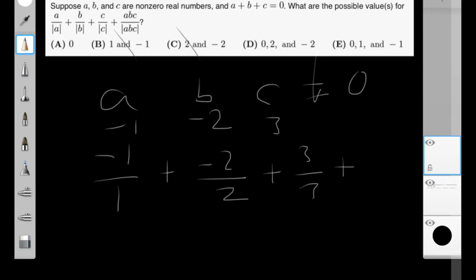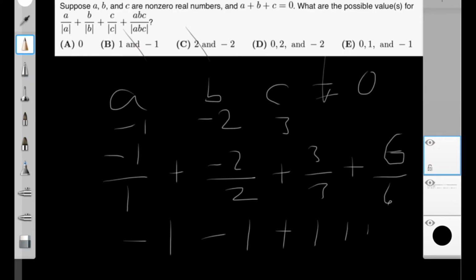plus, no, it's not negative, sorry, it's just 6 over 6. So this is negative 1 minus 1 plus 1 plus 1. And if we do this, that's 0 also.